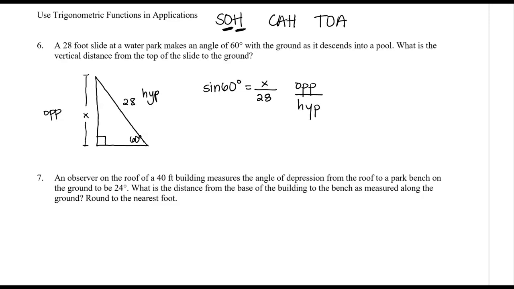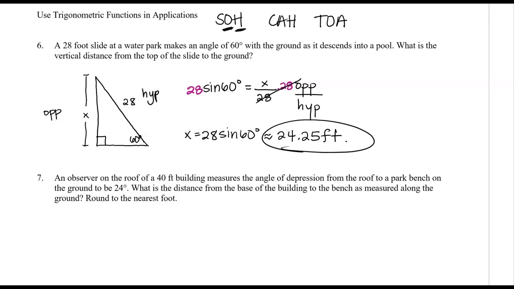We're trying to solve for x, so I'm going to multiply both sides of this equation by 28. So this will cancel, and I get that x is equal to 28 multiplied by sine of 60 degrees. Now I'm going to go to my calculator and make sure that I am in degree mode and do 28 sine 60, and that leaves me with approximately 24.25, and this is measured in feet.